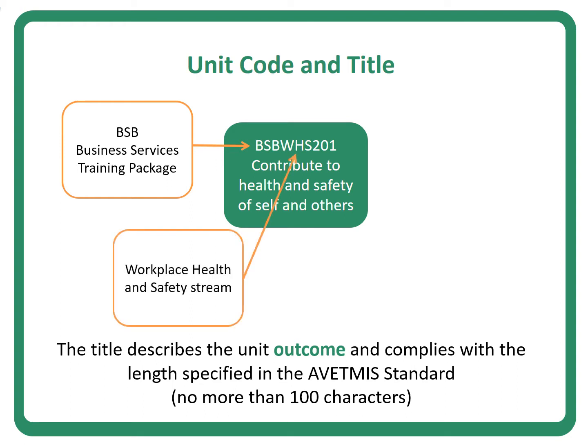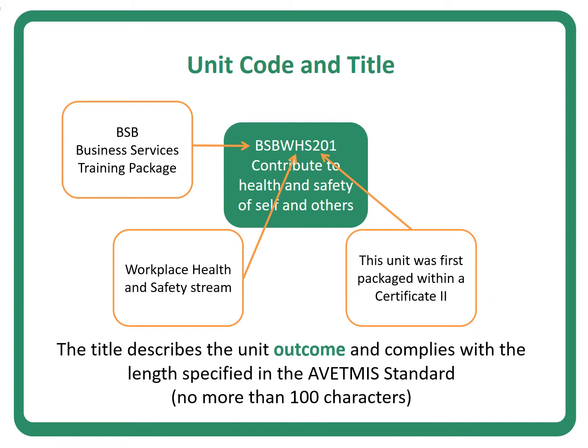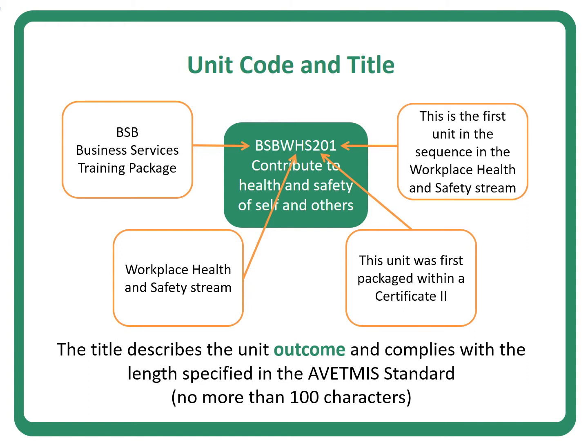Following that, we've got the field or stream, and our example this time means that this unit comes from the Workplace Health and Safety stream. Following that, it has the AQF level, which means that this unit was first packaged within a Certificate 2 qualification. Now, not every unit of competency does this, but the business services one does in this particular case. And then finally, the last two digits relate to the sequence or series of the unit. And in this example, it's the first unit in the sequence within the Workplace Health and Safety stream.